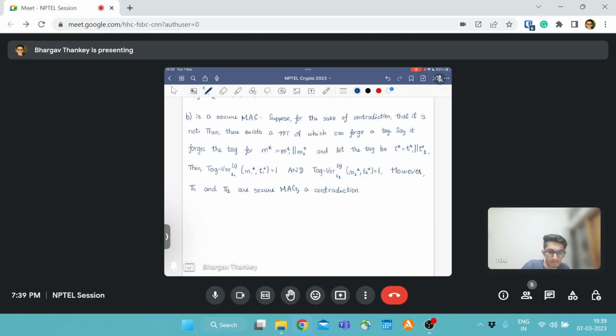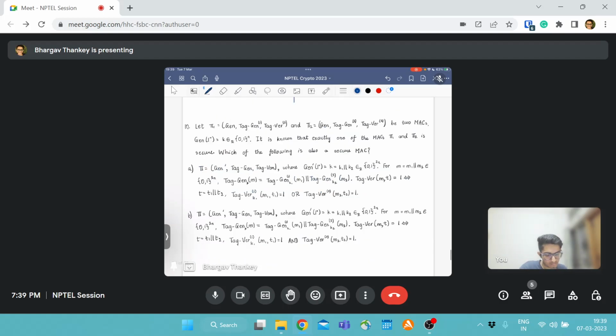Sir, shall we see the question? Yes. Here there are two MACs only given, Pi1 and Pi2, and from those two we construct two new MACs in option A and option B. And we are asking which of these are secure. Okay, yeah, so B is secure, but A is not.